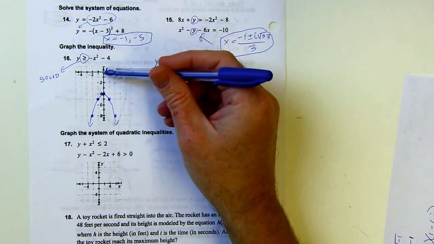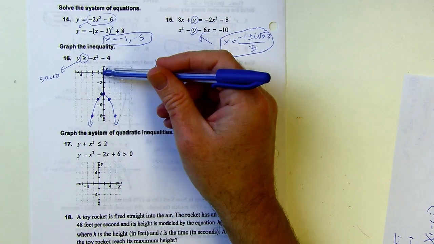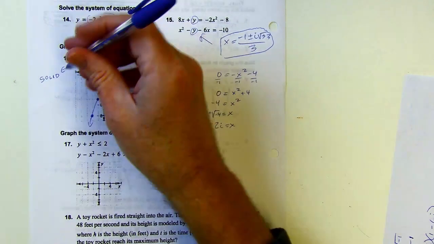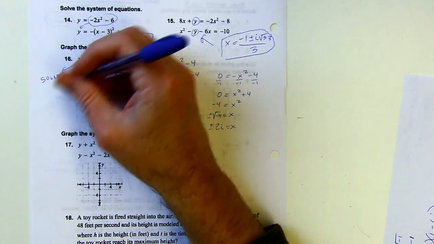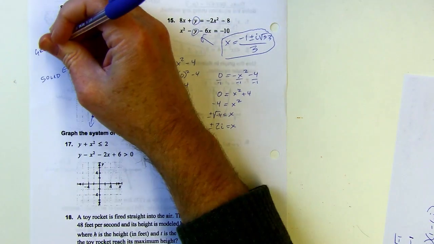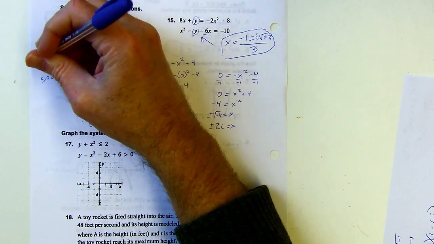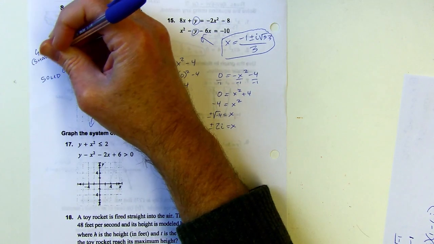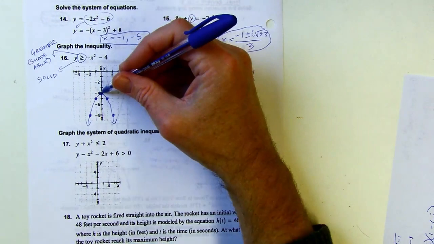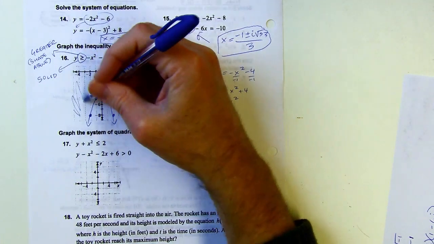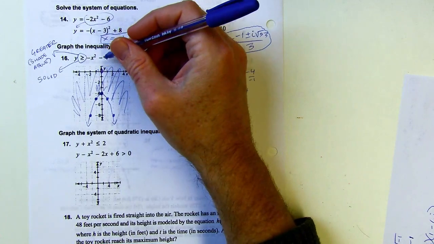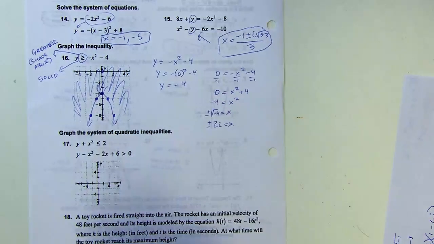You can choose a test point, like just plug in 0, 0 and see if it comes out true or false. If it's true, then I would shade the true part, and the false part's not going to be shaded. You can also, if this says greater than, which it does, and you have the y on the left side, that means you're going to shade above. If it said less than, I'd shade below. So I'm going to shade above the vertex, so I'm going to shade in here. Any point in there, like 0, 0, would work. I'd have 0 is greater than or equal to negative 4. That's true, right? So there we go.